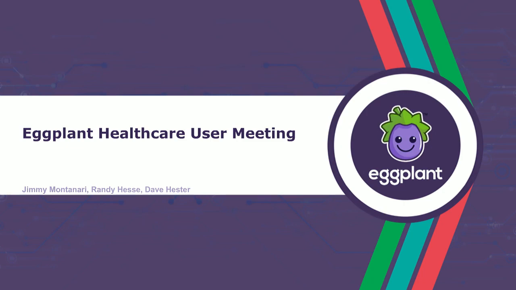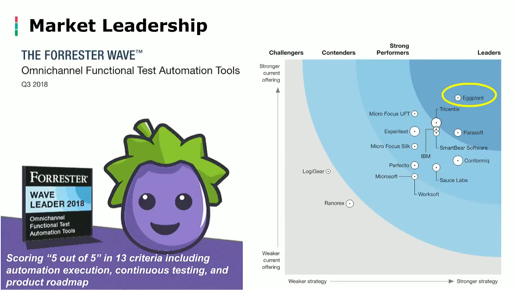Before I hand things over to Dave, I'd just like to mention some recent news here from Eggplant. We have been recognized by the Forrester Wave as a market leader. And in part, this is because of our product roadmap, including the Eggplant AI features and functionality. A big piece of this, too, is coming from user feedback. And so we'd love to hear from you and understand what it is that you would like to see from us in the healthcare space.